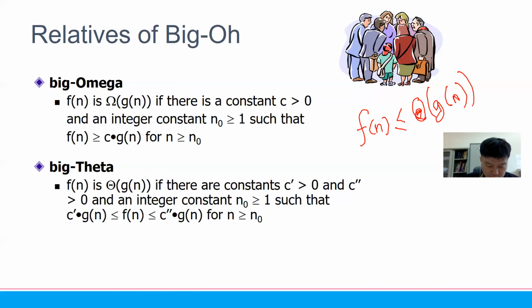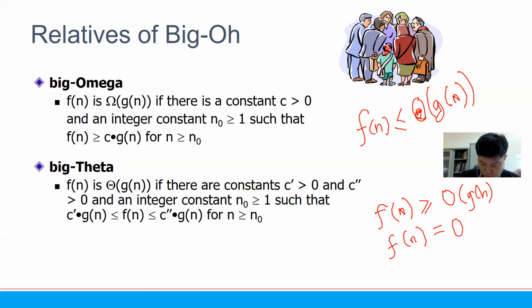But what about big omega? In big omega, f(n) is greater than or equal to C times g(n). And what about the big theta? In big theta, the simple explanation is that f(n) is equal to g(n) in order. So using this one, we can get the three: this is the big O notation, this is the big omega notation, and this is the big theta notation.